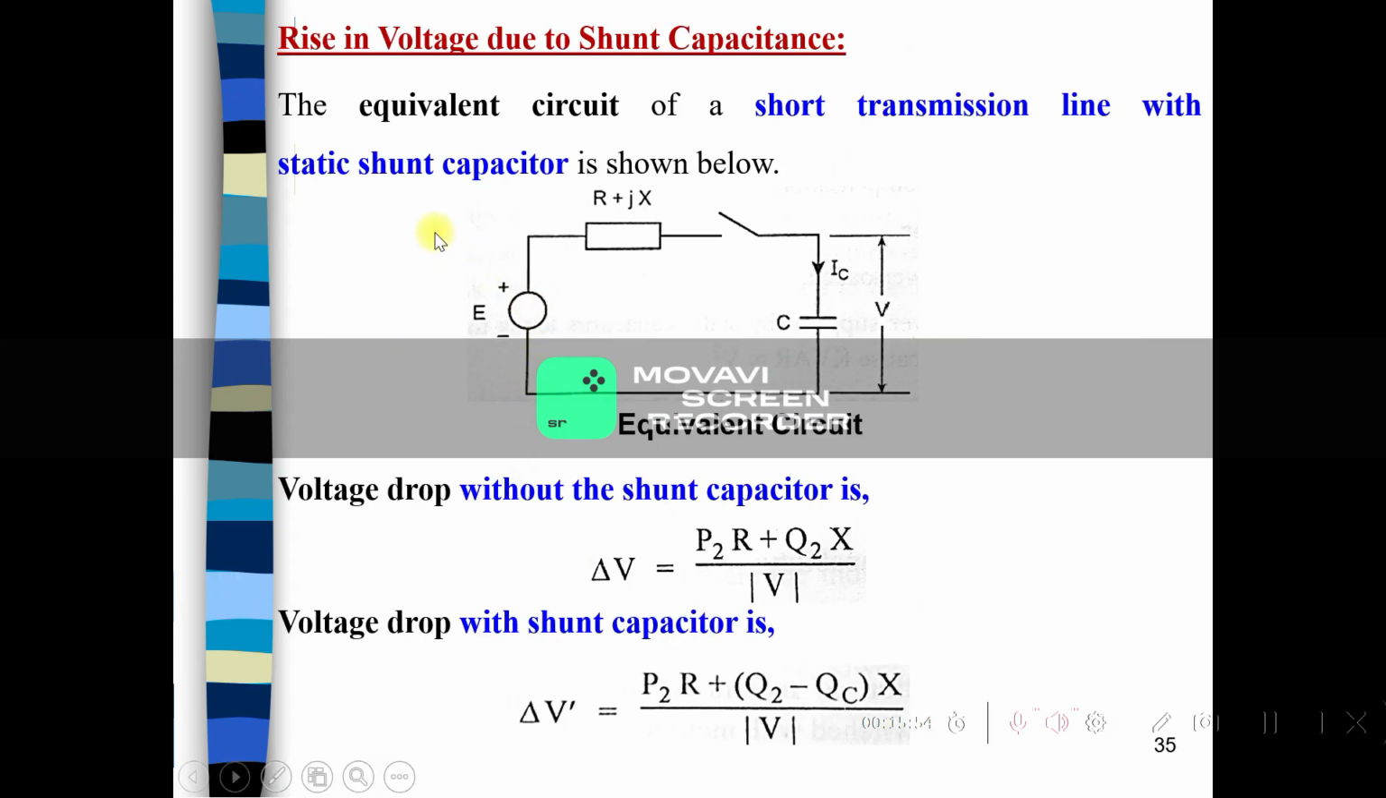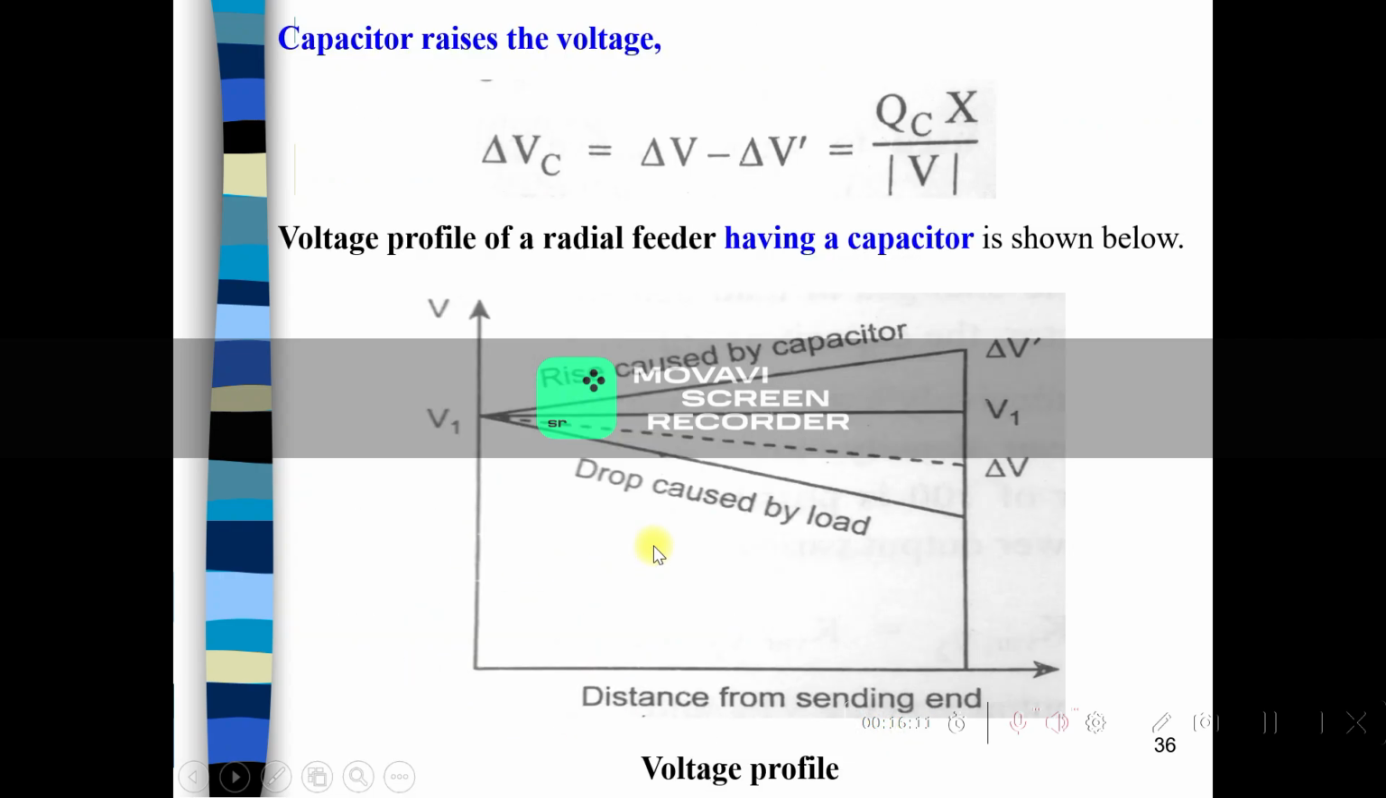So this is the rise in voltage of shunt capacitors connected in parallel in the given circuit. E is the induced voltage and R plus jX is the impedance value. We have to find the voltage drop with and without the capacitors. So here delta V dash indicates the rise caused by the capacitor, and delta V is equal to the drop caused by the load.